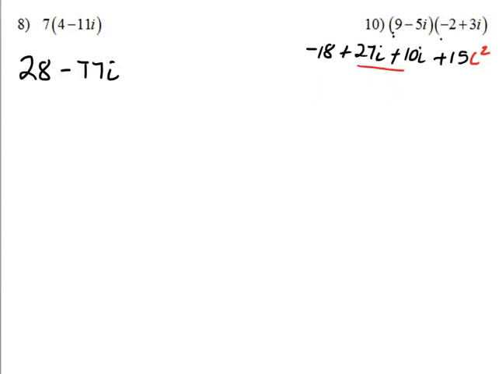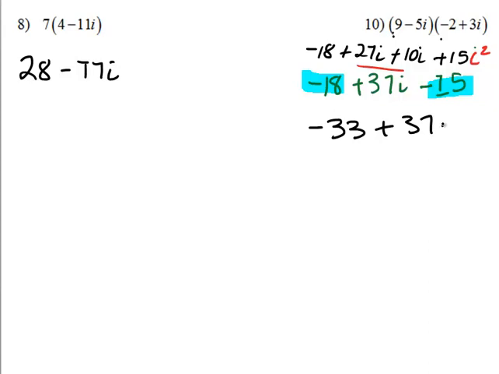So I'm going to do this again. So negative 18, combine the middle terms, so you'll have plus 37i. And remember, this i squared turns this into the opposite sign. So it's positive 15, so now it'll be negative 15. And you're going to combine your reals. So you'll have negative 33 plus 37i.